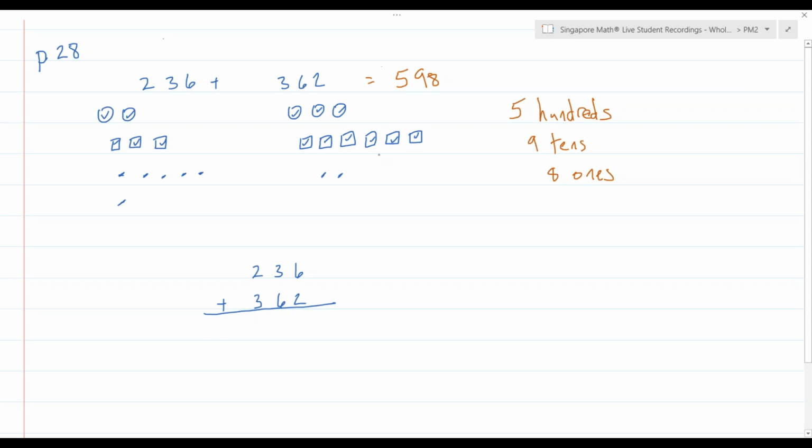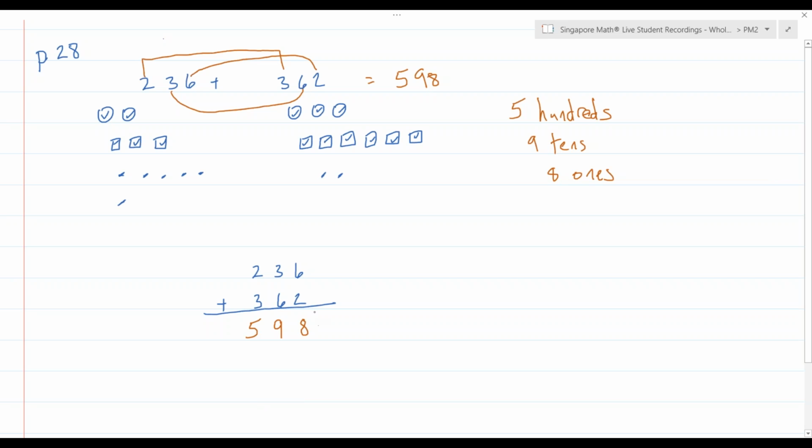Now sometimes we do math sideways. It's horizontal, where we just think about the hundreds come together, the tens come together, and the ones come together to give us 598. But it's good to know that sometimes we set up math vertically, or one number on top of the other. And that makes it easy to see because I have a 6 and a 2. That tells me how many ones I have. And a 6 and a 3 tells me I have 9 in the tens column. And a 2 and a 3 tells me I have 5 in the hundreds group.